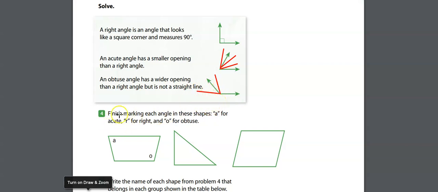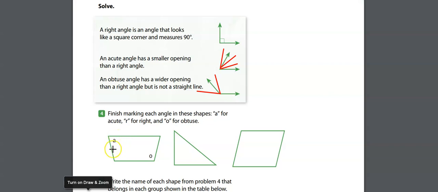So for our question 4, we're going to finish marking each angle in these shapes, whether it's A for acute, as we saw right here in this description, if it is R for right, which we saw right here in this description, and if it is O for obtuse, which we saw right here in this description. So for our first example, we have 2 of our responses given to us. So our first angle right here is acute because this angle is less than 90 degrees.